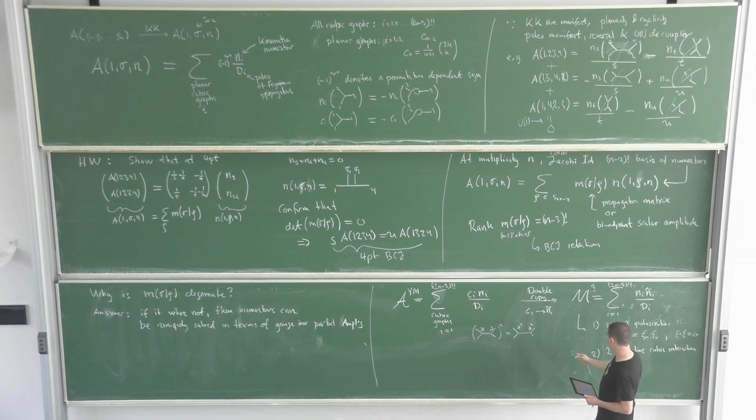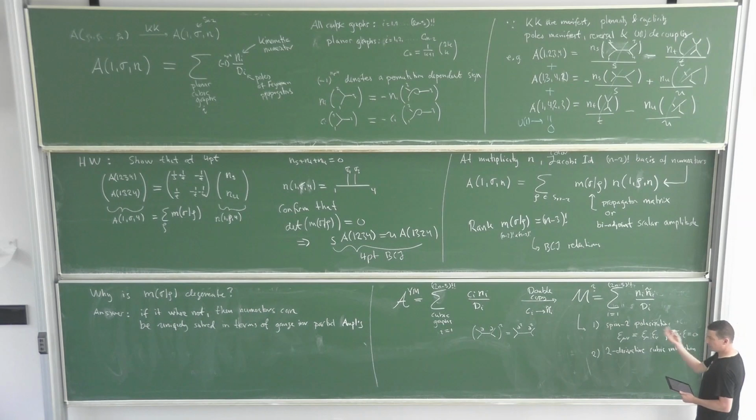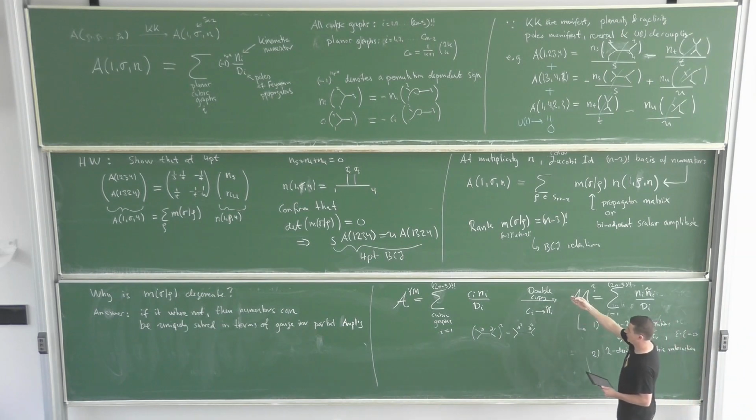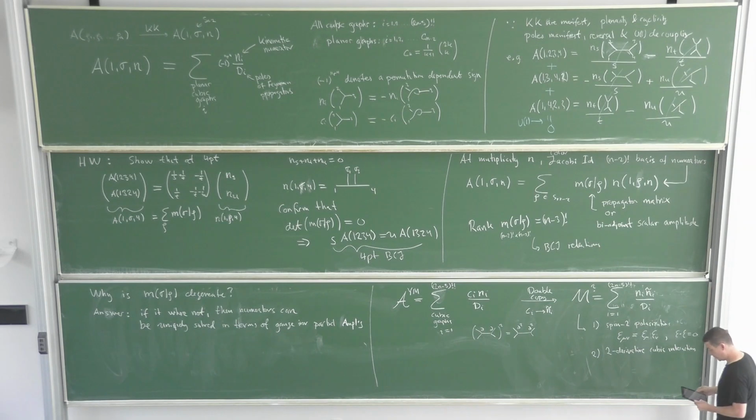You can check what happens if these cubic diagrams collapse to a contact diagram. It turns out that contact diagram will still be two derivative. So in fact, all the contact diagrams that are generated by the double copy here will be two derivative. And the third property, which is less obvious, is that this amplitude here has diffeomorphism symmetry.